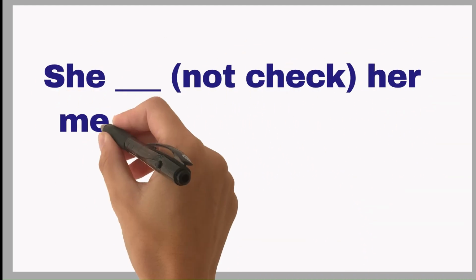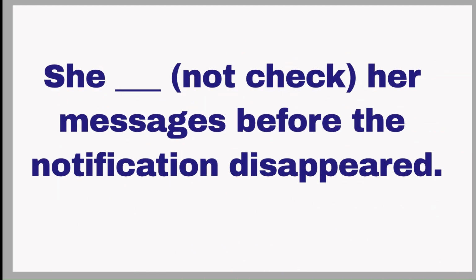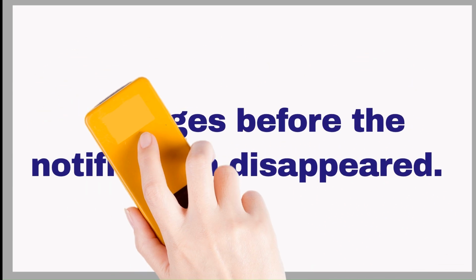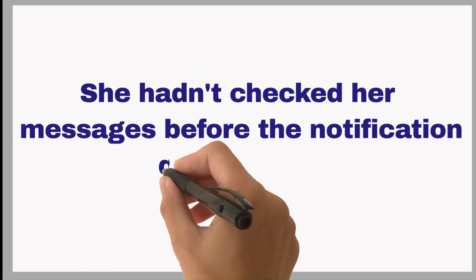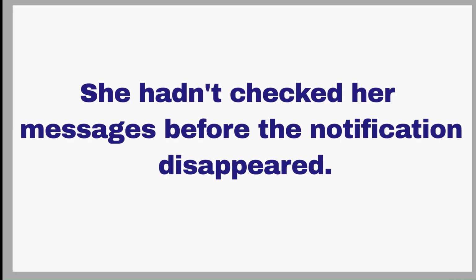Our next sentence is, she blank, not check her messages before the notification disappeared. See how you get on with this one. Hopefully you have changed this one as well. The correct sentence is, she hadn't checked her messages before the notification disappeared. Of course, if you said had not instead of hadn't, that's still correct. Hadn't is just the shortened version of had not.